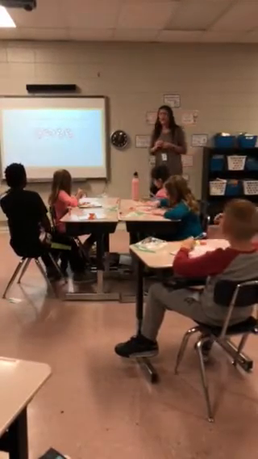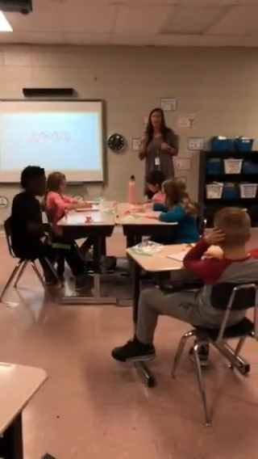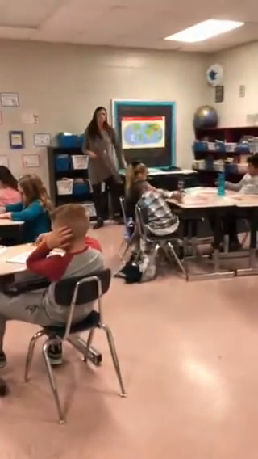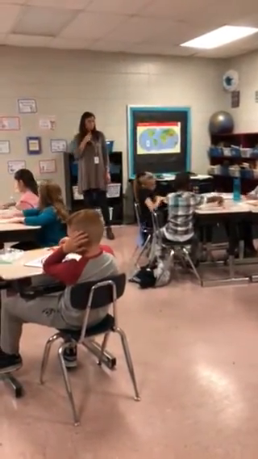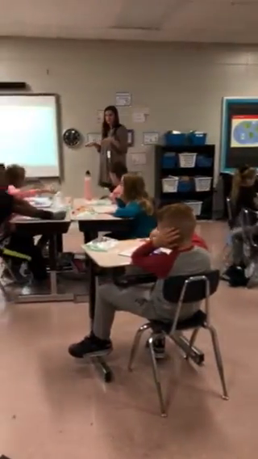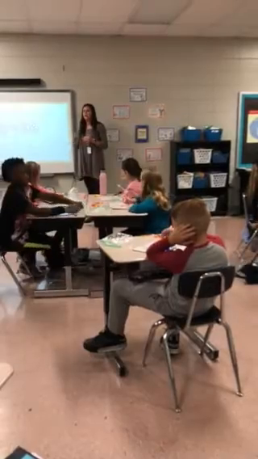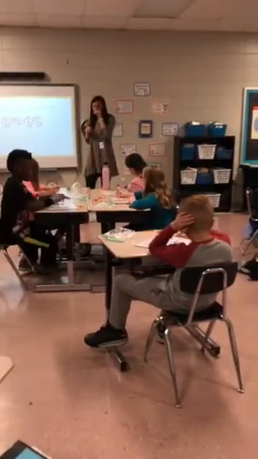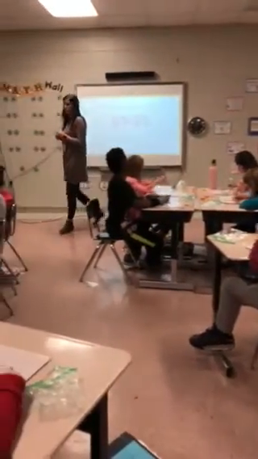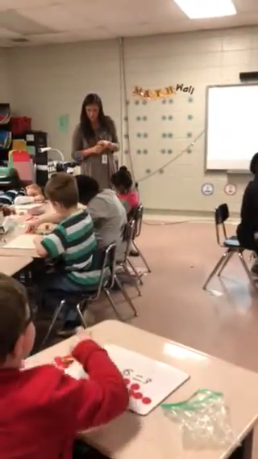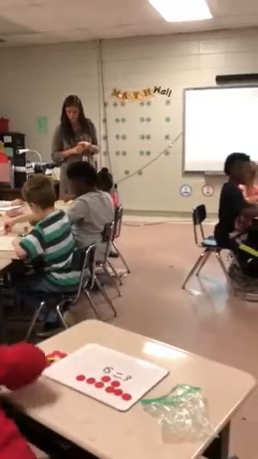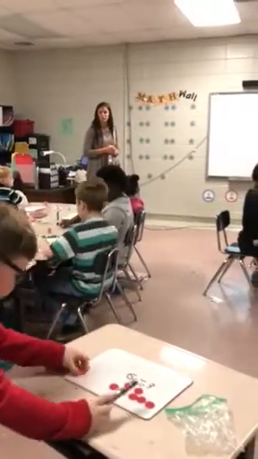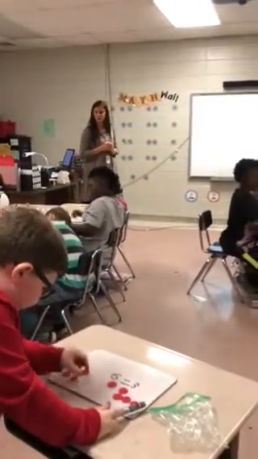All right. So we have 8 hearts. So how many counters do we need? 8. So count out 8 counters. Put the rest to the side because we don't need those right now. And we want to divide those 8 counters into how many? Groups of 2. Where are your groups? Divide your 8 counters into groups of 2. Good.